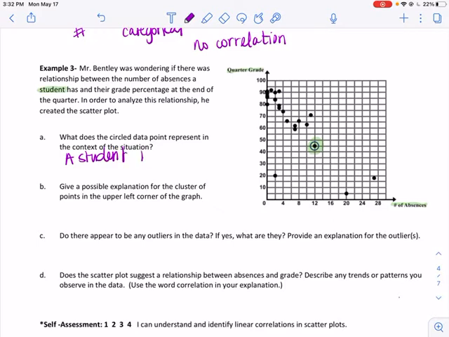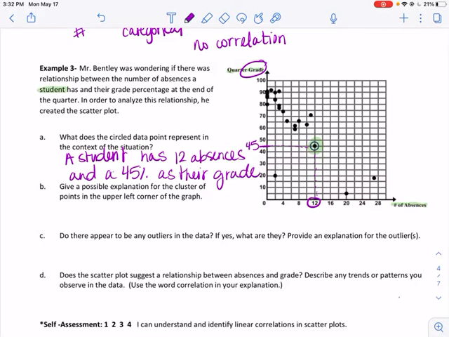who has, and then we go down to the x-axis and we find they have 12 absences. And go over to the y-axis. It's between 40 and 50. So I'd say this is 45, and that's their grade. And a 45% as their grade. So it's important to note that every single point is important. It represents a piece of data. In this case, it represents a student, but it could represent a person, a state, a country, a different day. You just have to read the question to see what they're talking about.